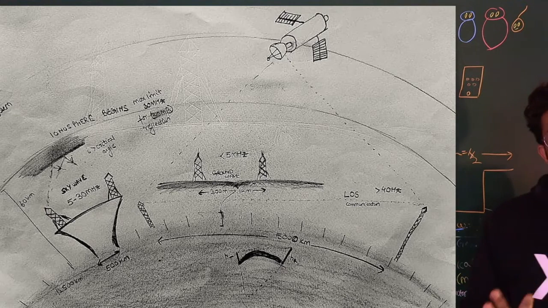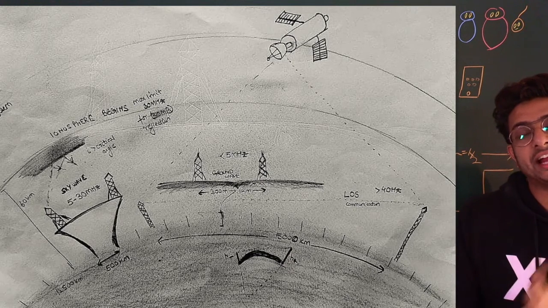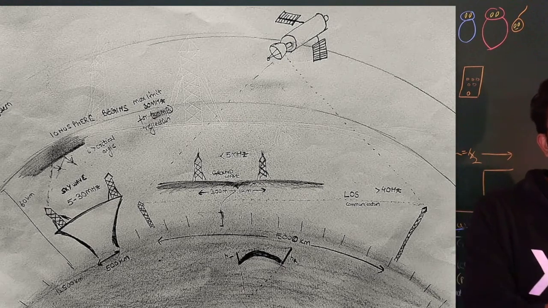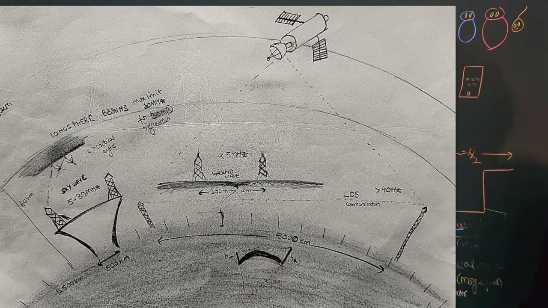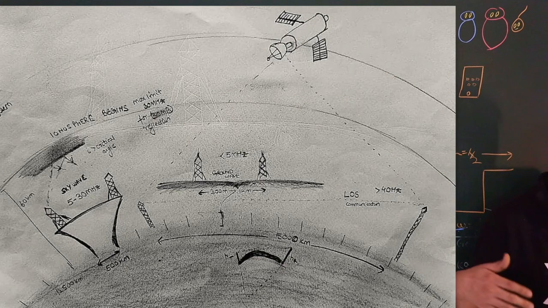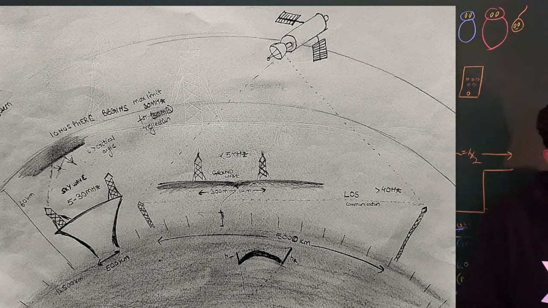In all this, remember guys, the speed of light is 3 times 10 to the power 8 meters per second, and I gave you a comparison before that this is a very small distance for light. So when the light goes to this satellite, it comes back. For certain frequencies greater than 40 megahertz, sometimes LOS communication is required. LOS is basically line of sight communication, which means straight communication is required.